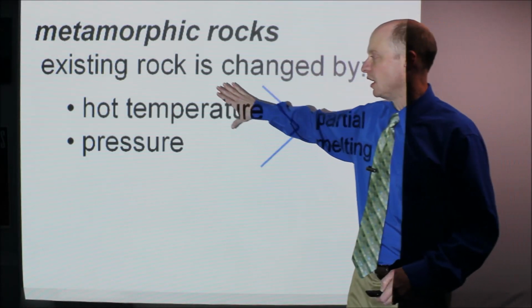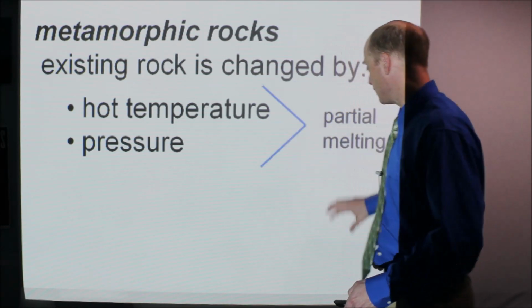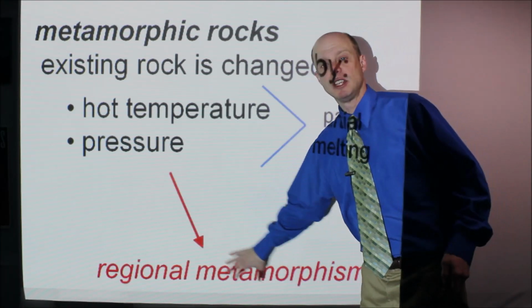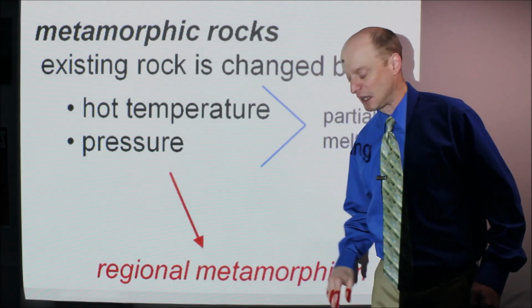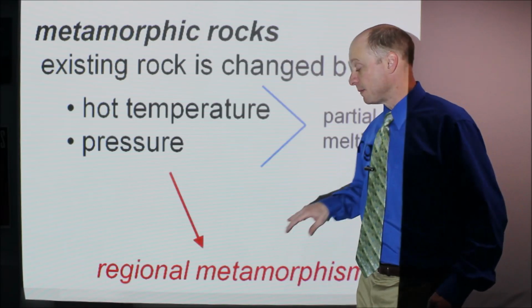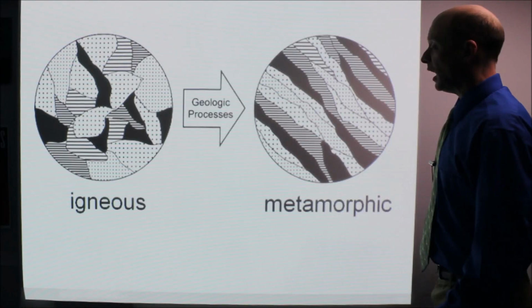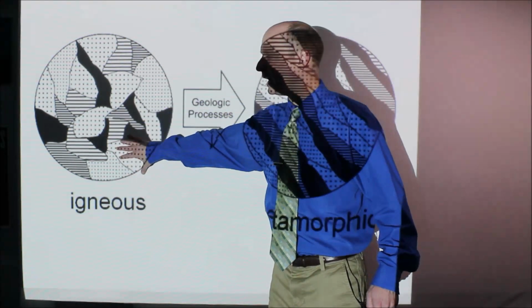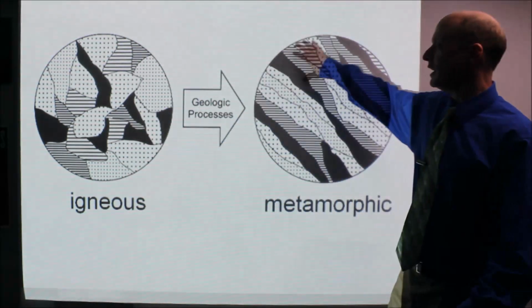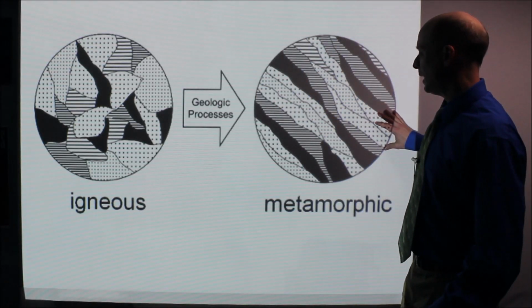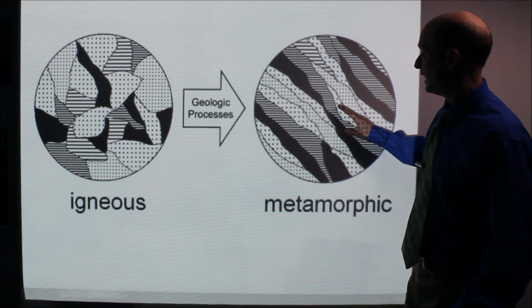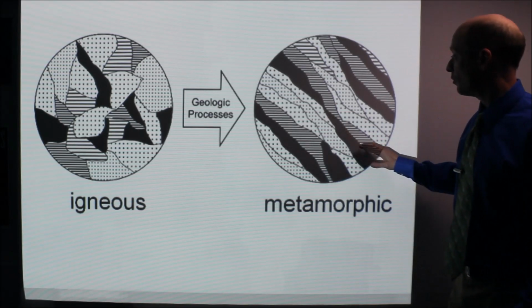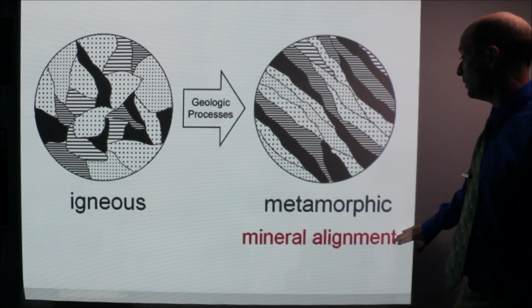And this here, when there's really hot temperatures and pressure together that causes partial melting, we call this regional metamorphism. There's two types of metamorphism, and regional is when this happens. So, for instance, this is an igneous rock, angular interlocking mineral crystals, and then after it's undergone all of the pressure and high temperatures, the metamorphic rock may look like this. Notice how there's some sort of order or pattern. So we will often say that there's mineral alignment here.